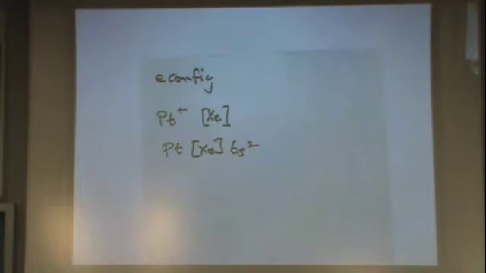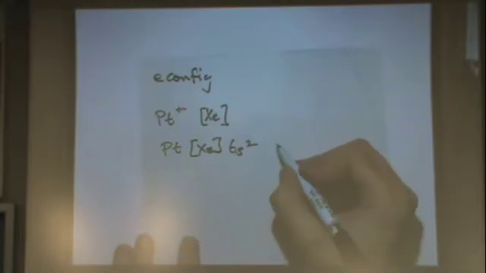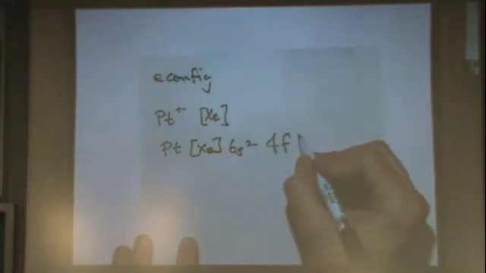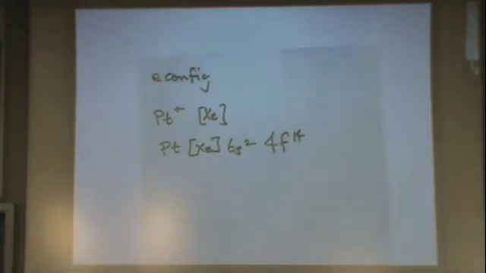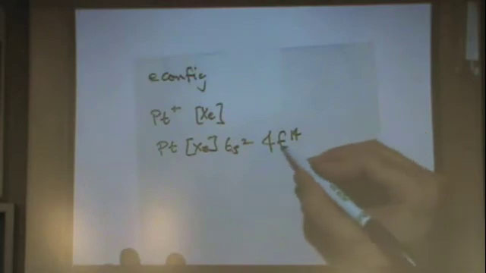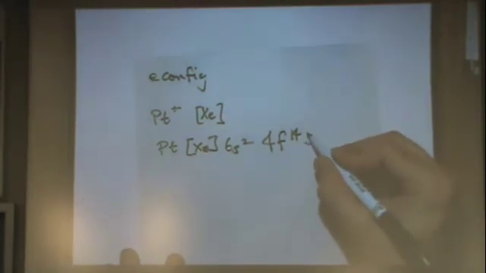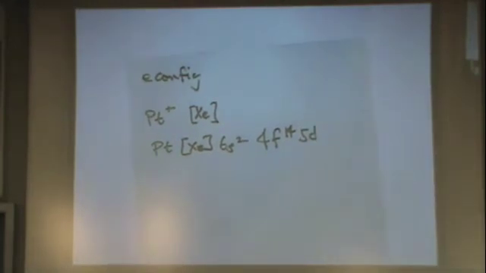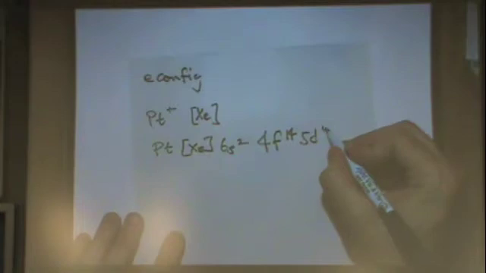And then what's the next level? According to this periodic table, the next one would be the F's. Is it the 4F or the 5F? 4F. What's my superscript? 14, because it's totally full. And then what's the next level? 5D, and neutral platinum counts up to what? Okay, I believe you. Yes, 8.